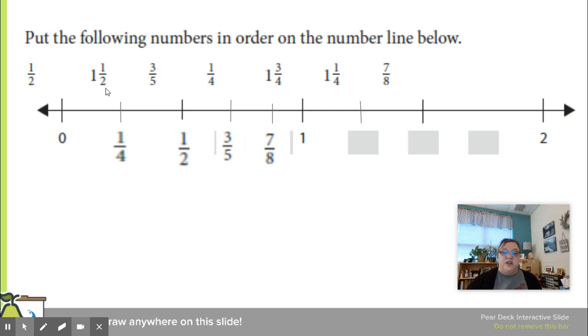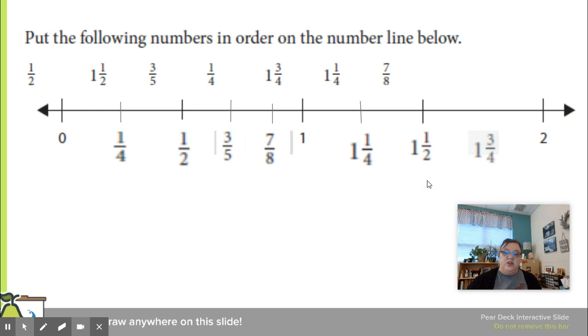Now our mixed numbers. We have 1 1/2, 1 3/4, 1 1/4. This one doesn't have the same bottom number. So again, remember, how many fourths does it take to make 1/2? It takes 2/4, right? So 1 2/4 is the same as 1 1/2. So now we've got 1 1/4, 1 2/4, 1 3/4 to place, and we have spots for those. So we've got 1 1/4 to go here, 1 1/2 to go here, 1 3/4 to go here.